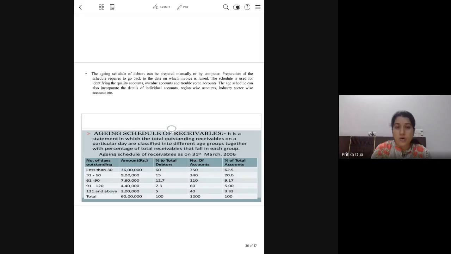So if a company is preparing a schedule on the basis of age of the receivables, it makes it easier for the company to keep a track on the debtors. Okay, and more is the age, higher is the possibility of bad debt.